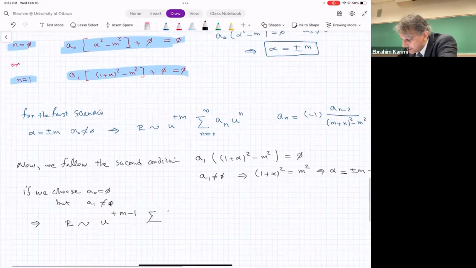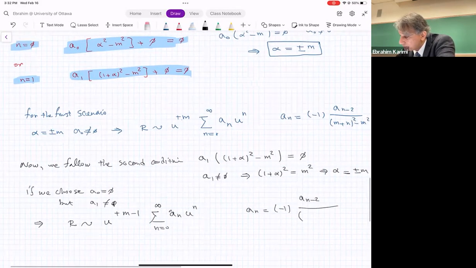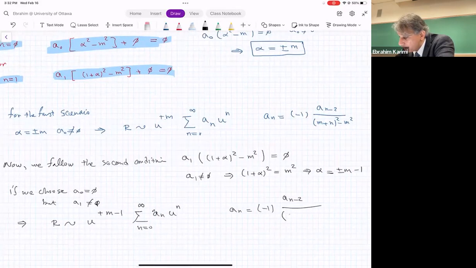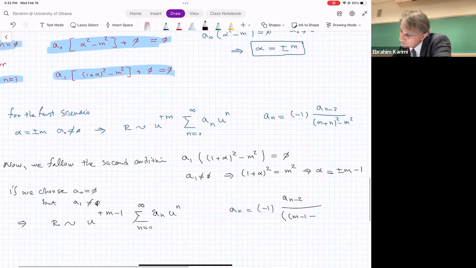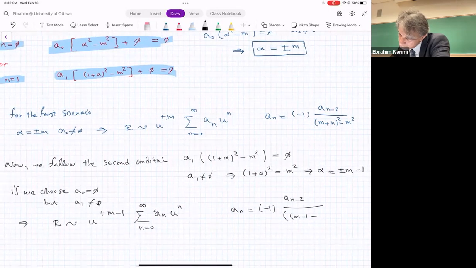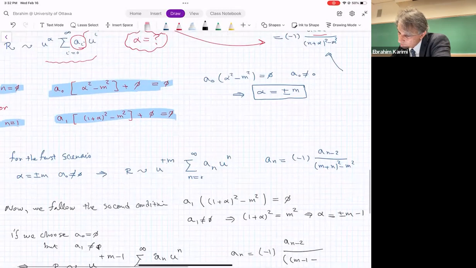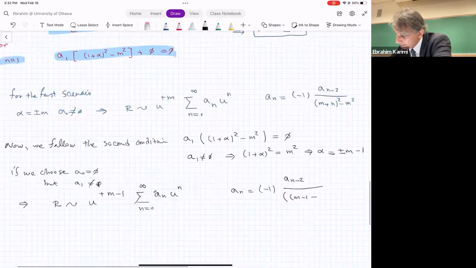The summation of An u to the power of n from 0 to infinity, which An again is given by the following expression: An minus 2 divided by the coefficient, which now will be m minus 1 plus, sorry guys, I have to look at the expression, plus n to the power of 2 minus m squared.